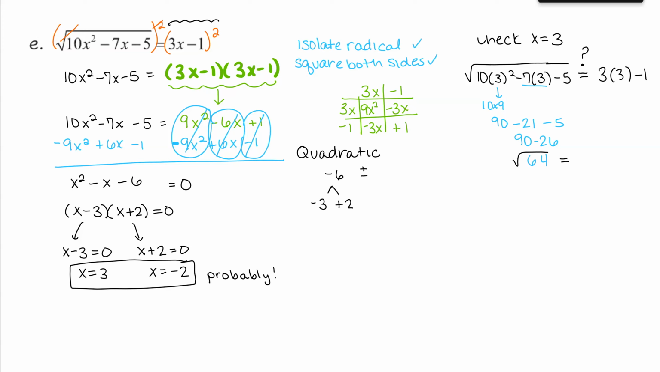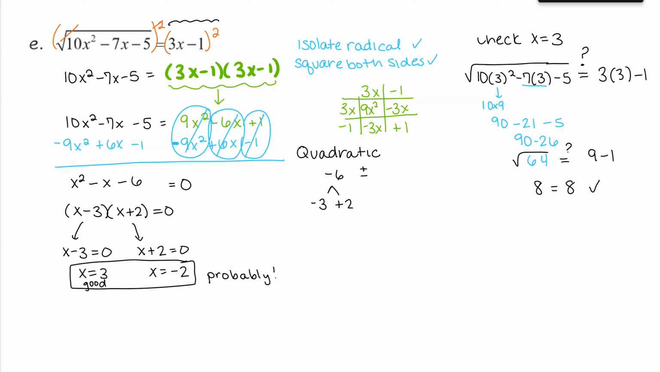Is that the same as 3 times 3 minus 1, which is 9 minus 1? So the square root of 64 is 8. 9 minus 1 is 8. Booyah! x equals 3 is a good answer. It doesn't always mean that the other answer is bad. It just means we have to try it.